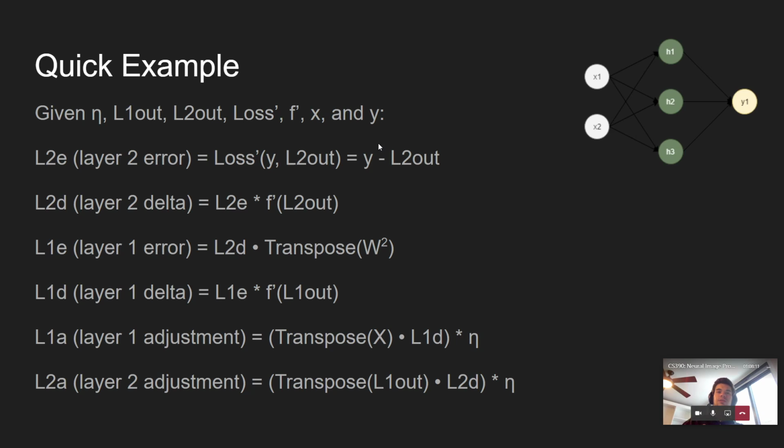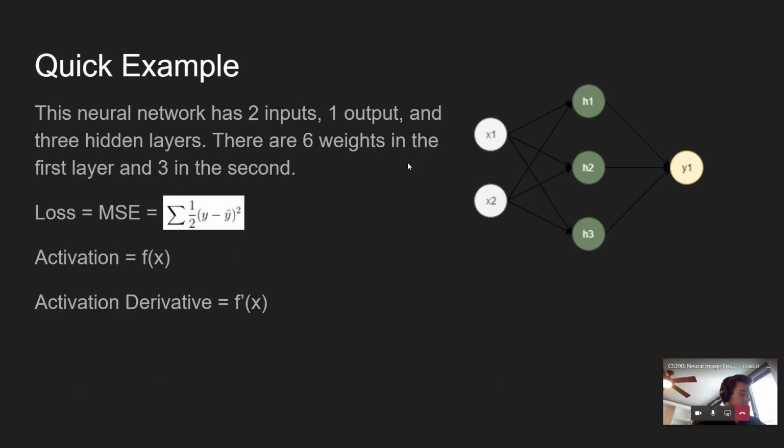First thing we need to do is get the error for this final piece here. In this case, that's going to be the derivative of the loss between y and L2 output, which in this case is just going to be y minus L2 out, because, derivative, that 2 goes down here, and it just becomes y minus y.